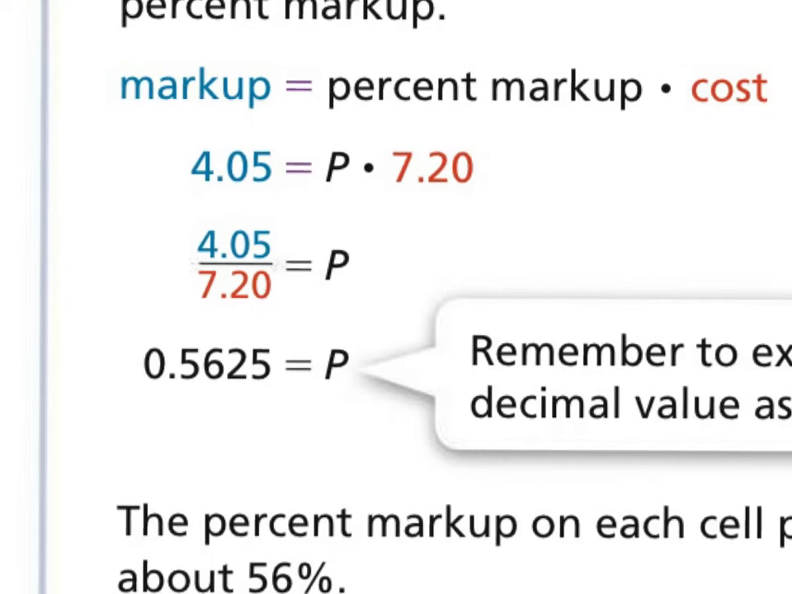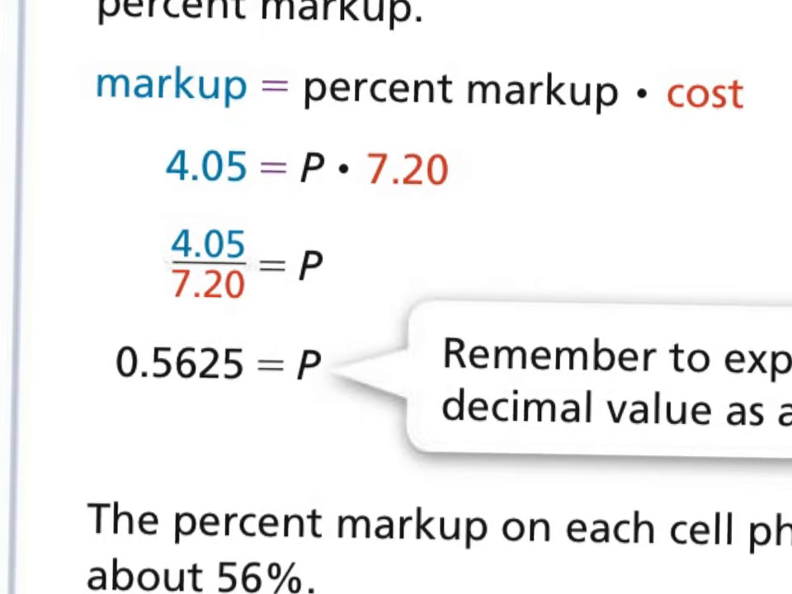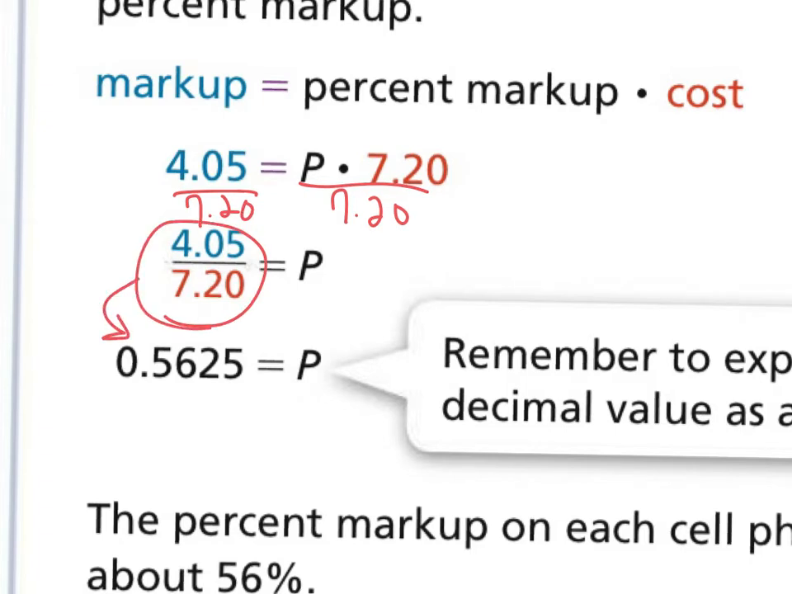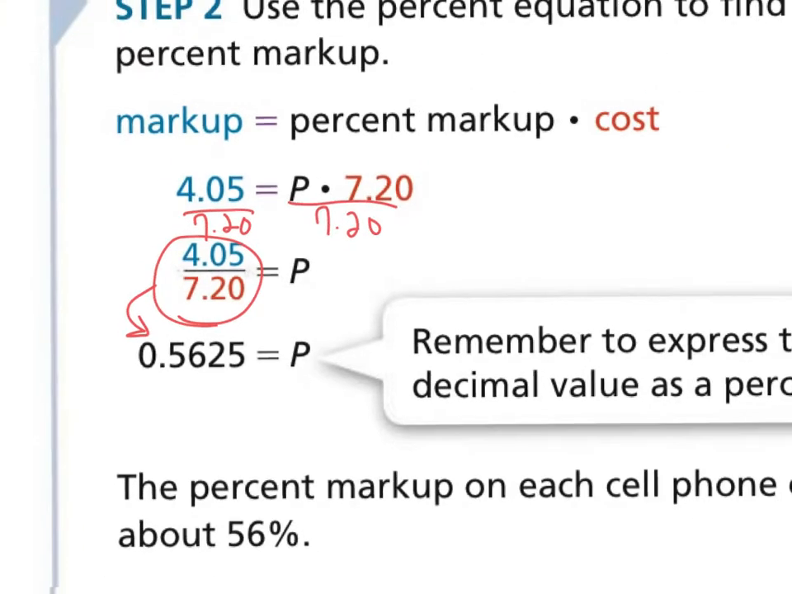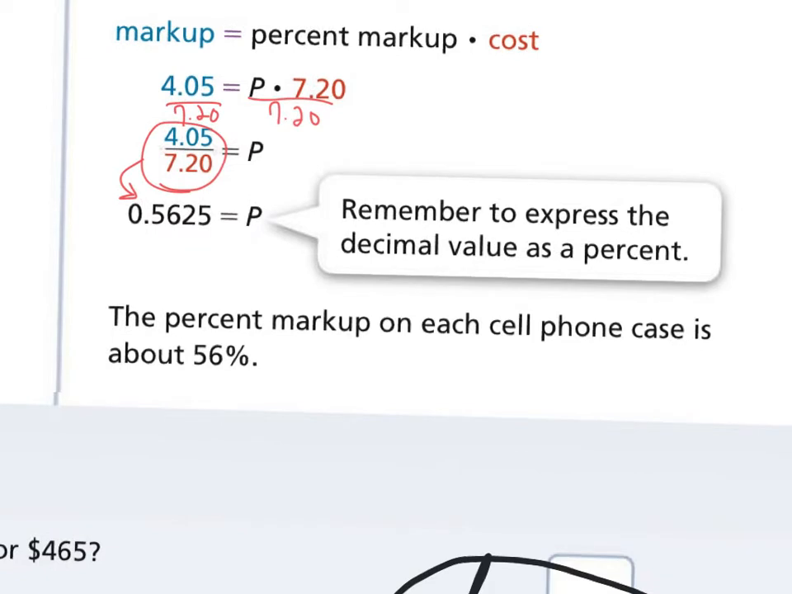The markup was $4.05, and that's equal to the percent of the original price, which was the $7.20. At that point, you can see the variable is being multiplied by $7.20, so they divided by $7.20 on both sides of the equation. That's basically the same thing we just did a minute ago. Once you divide that out and move your decimal over 2 spots, you'll get the same answer. The book rounded that off and said about 56%. It really didn't say anything about estimating, so I would probably just leave it as 56.25%.